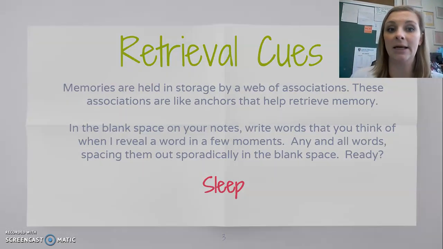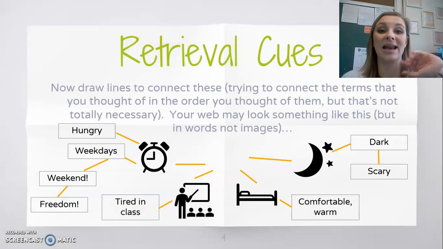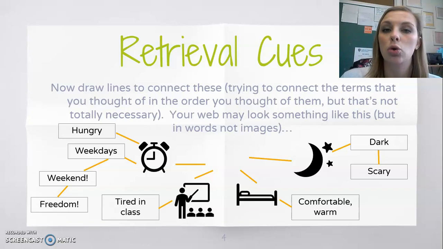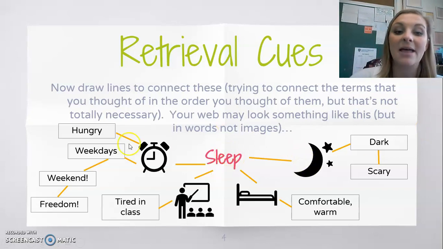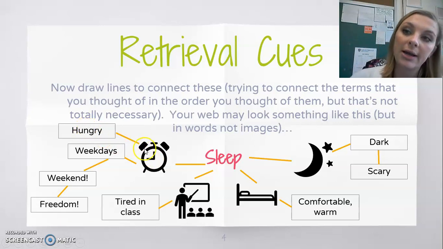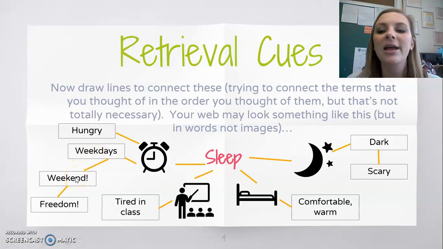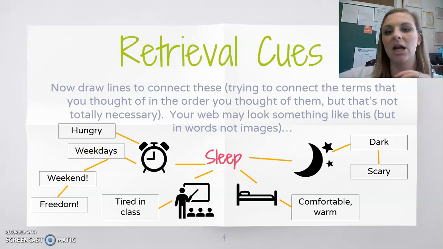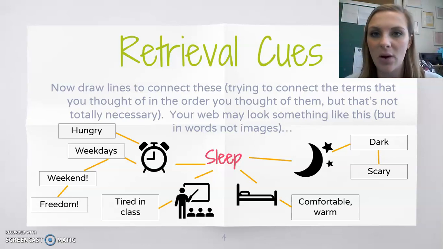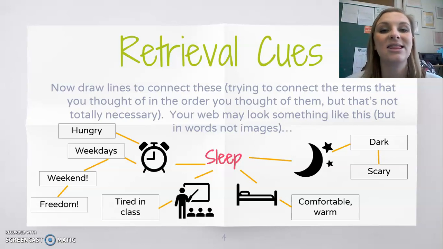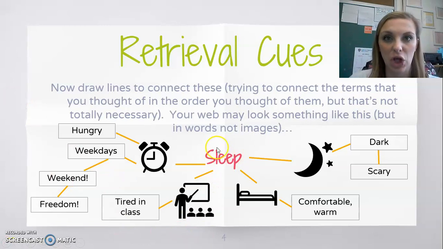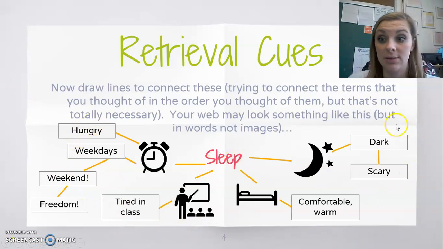Write them down. Okay. So now you're going to draw lines to connect these. You want to try and connect the terms that you thought of in the order you thought of them, right? So if you thought of sleep and then an alarm clock and then you wake up and you're hungry, or an alarm clock and then, that happens on the weekdays. Oh, weekend, woohoo, freedom. Try and connect them in the order that you thought of them so we can kind of see your spacing. Your web might look something like this, okay? This is an example of a retrieval cue. Sleep is your retrieval cue for all of these memories, okay?